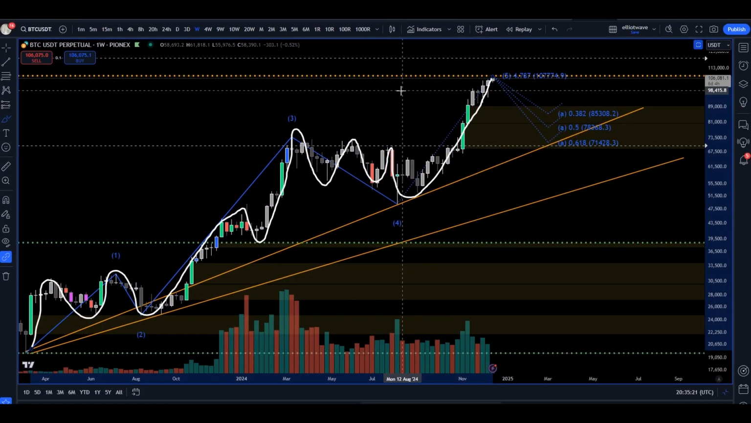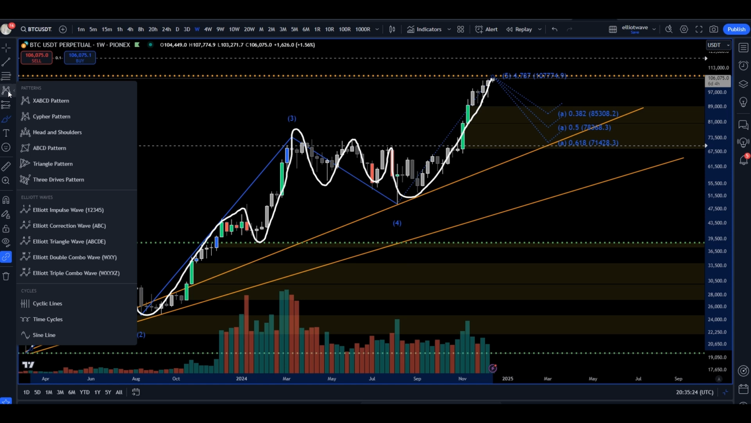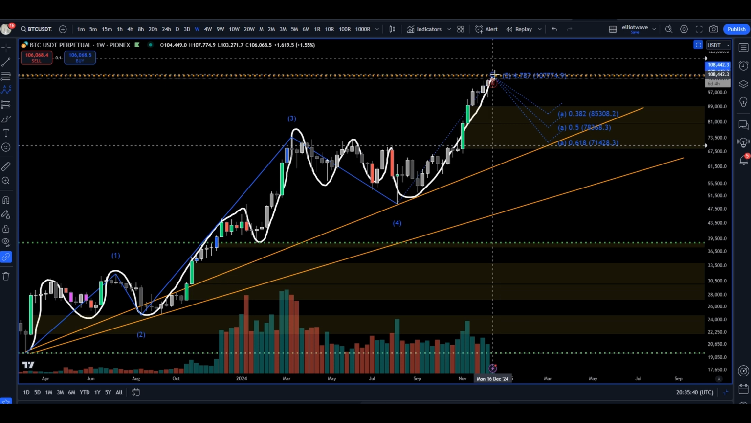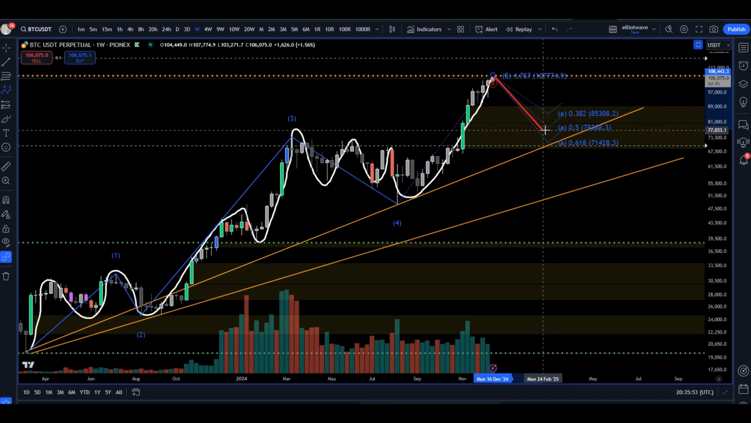Let's draw a typical ABC correction. On your TradingView panel, come down to the 4th icon and select Elliott Wave Correction. Our Elliott Wave indicator gives us the options and Fibonacci levels. For instance, Bitcoin can drop to 88,500, 0.382 level, or to 78,000, 0.5 level, or to the 71,000 golden pocket, 0.618 level.